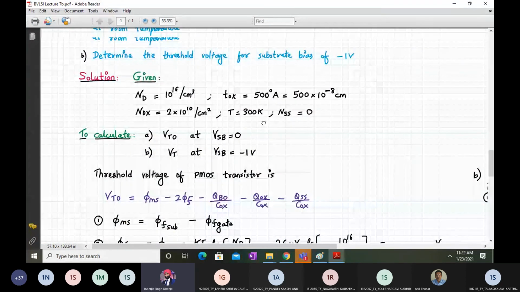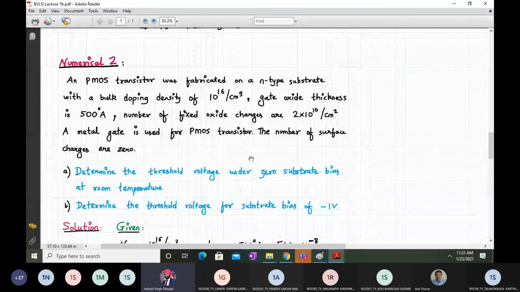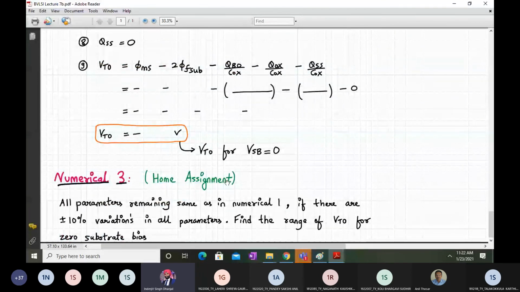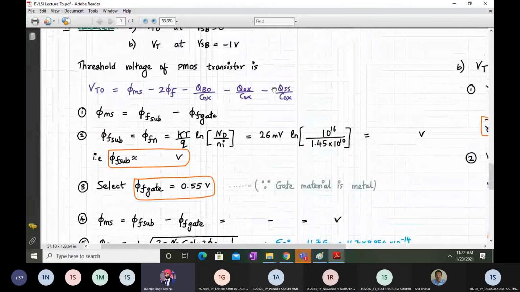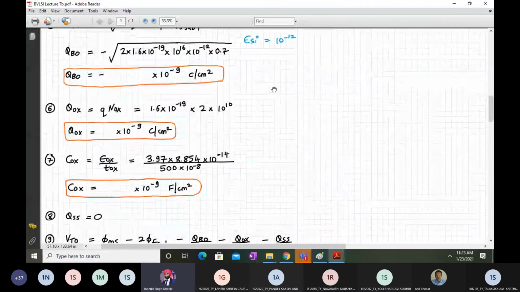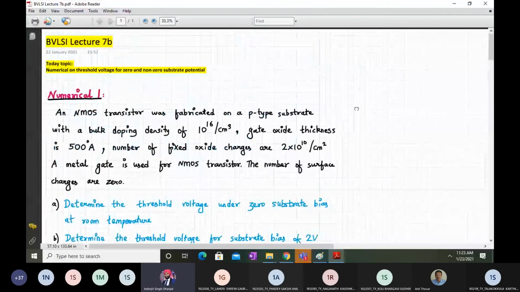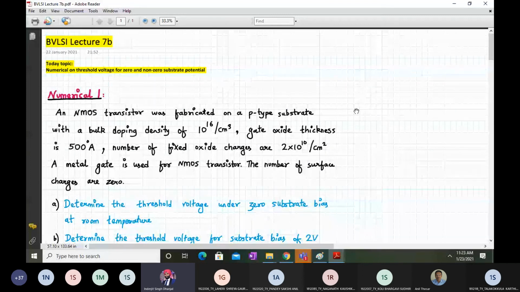I will be sharing this PDF. You are all supposed to solve numerical number 2, and there is a numerical number 3 also. It is a home assignment. You can read it later. I guess that will be it for today's topic. Today we have seen the expression for the threshold voltage for zero and non-zero substrate bias, and we have solved one numerical for the same for an NMOS transistor.